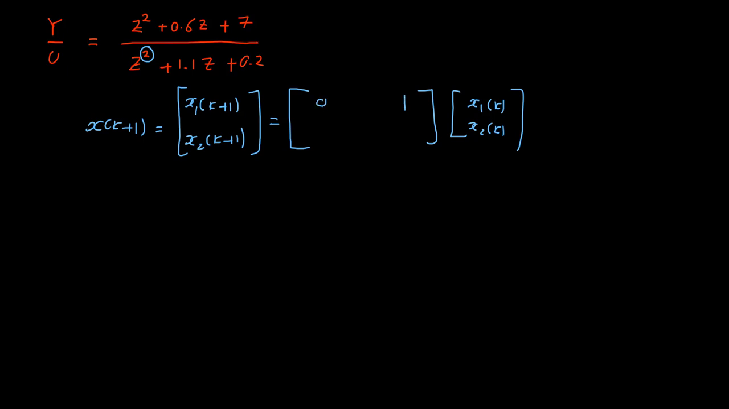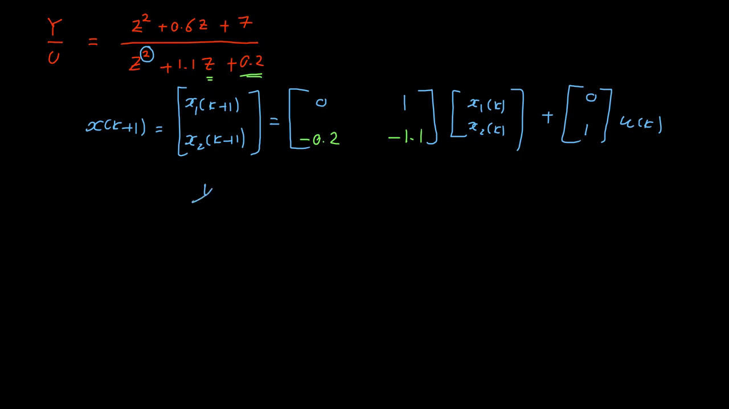Now for x2 of k plus 1, I will go to the denominator. The first thing here, I will collect the coefficient of z to the power 0, and I invert the sign, so minus 0.2. Then I will collect the coefficient of z, and I will reverse the sign, so this will be minus 1.1. And finally, the b is already fixed to be 0, 0, and I'm having 1 only in the last equation. So here I'm having two elements only, 0 and 1, times u of k.